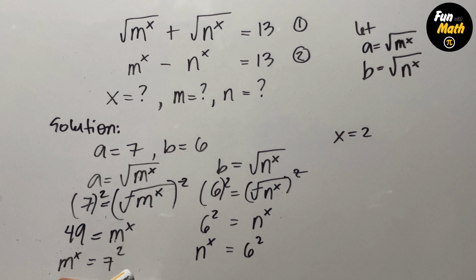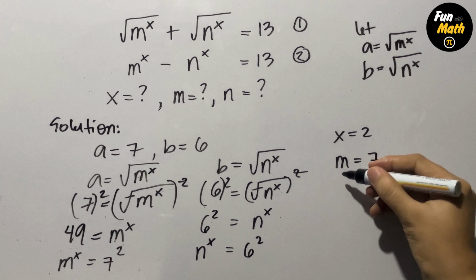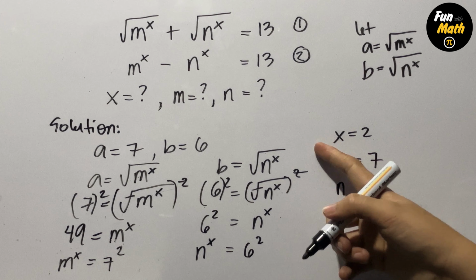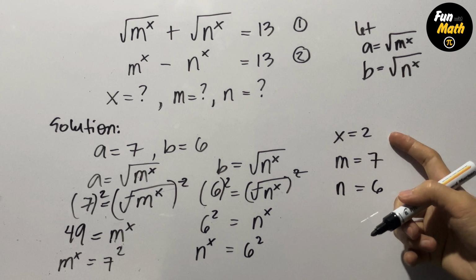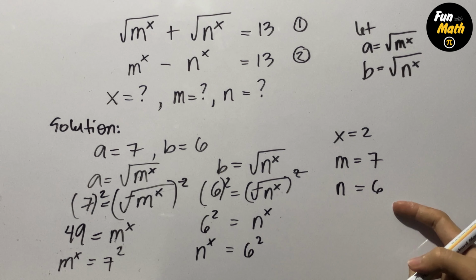And then we have m is equal to 7, and then n is equal to 6. So these are the values of x, m, and n. Again, x is equal to 2, m is equal to 7, and n is equal to 6.